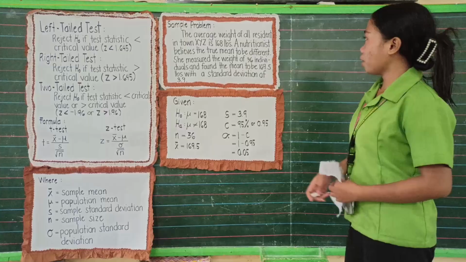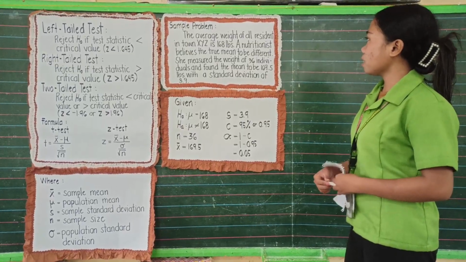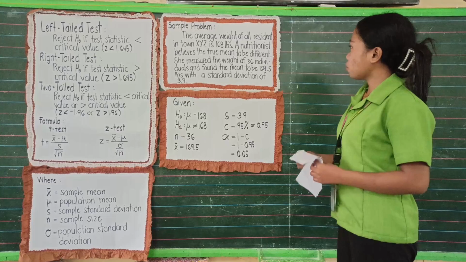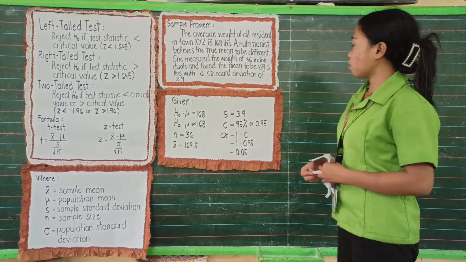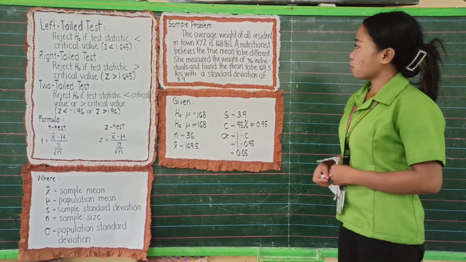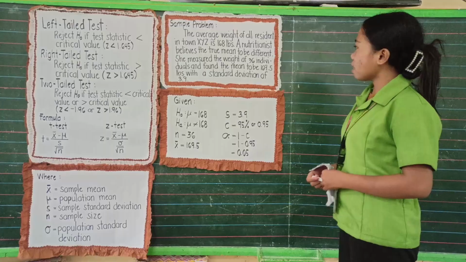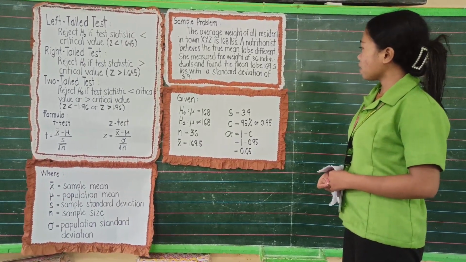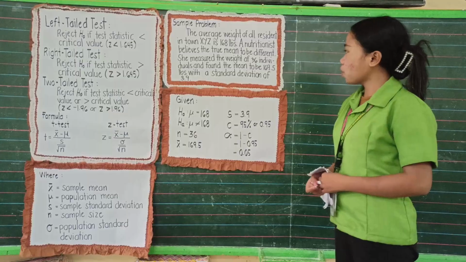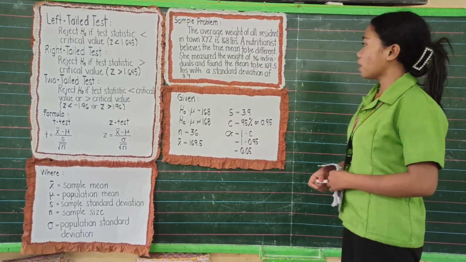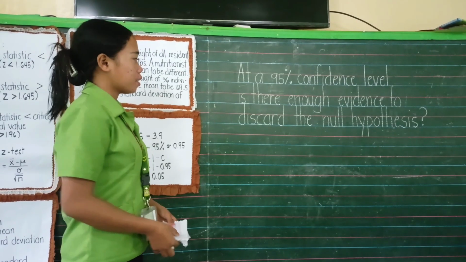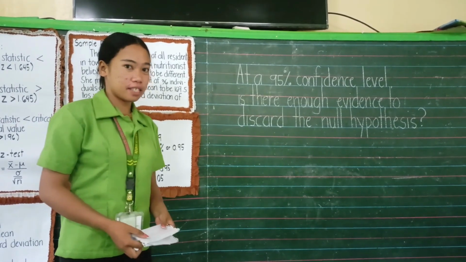The average weight of all residents in town XYZ is 168 pounds. A nutritionist believed the true mean to be different. She measured the weight of 36 individuals and found the mean to be 169.5 pounds with a standard deviation of 3.9. At a 95% confidence level, is there enough evidence to discard the null hypothesis?